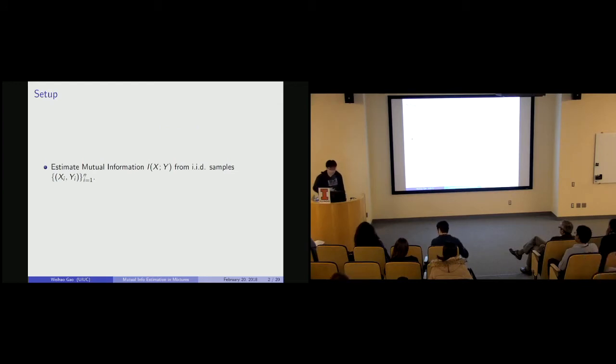So the problem setting is very simple. Assume we have some IID samples, (x, y), from some joint distribution. We want to estimate the mutual information between the pair of random variables. This problem is very basic, and it has a lot of applications in different areas.